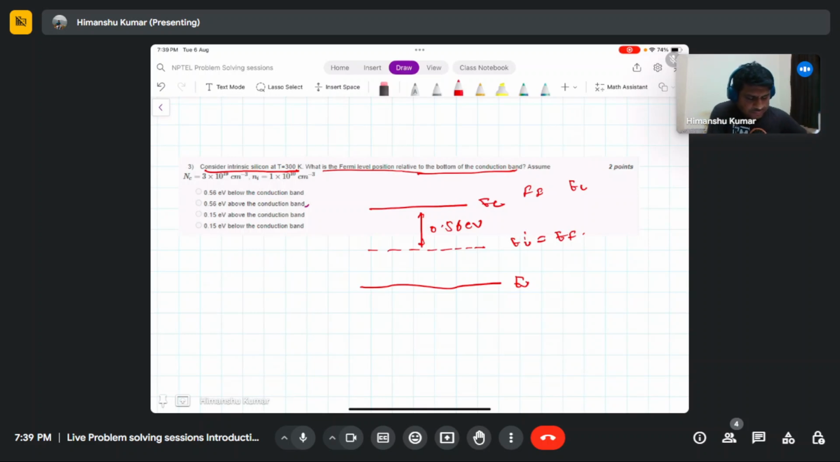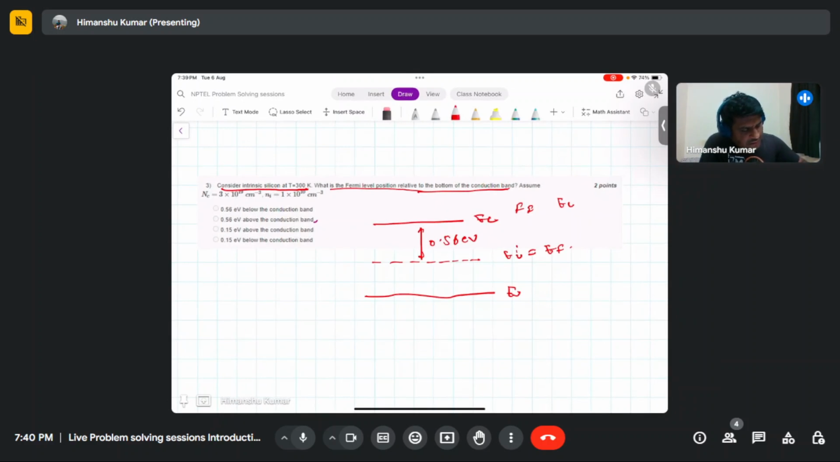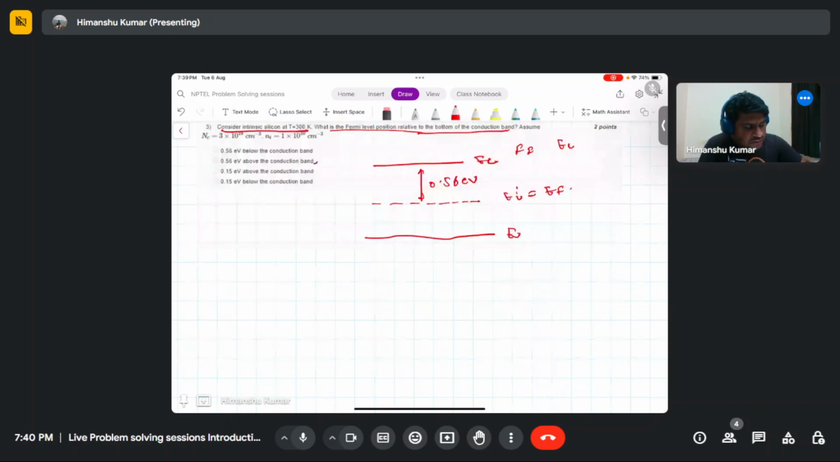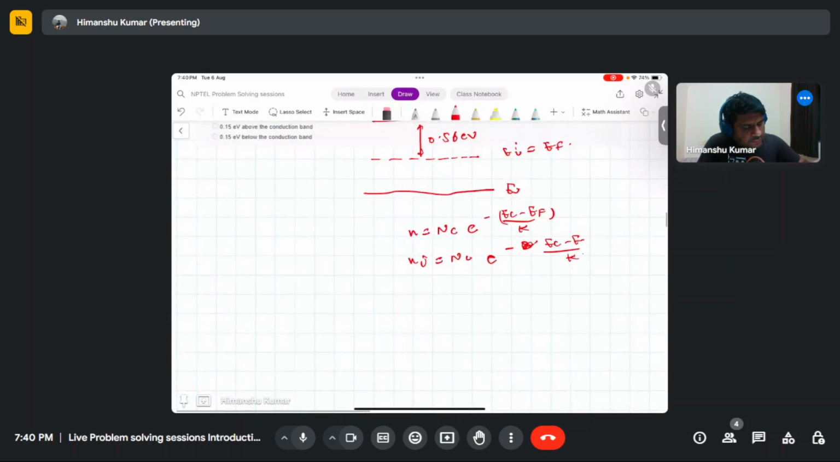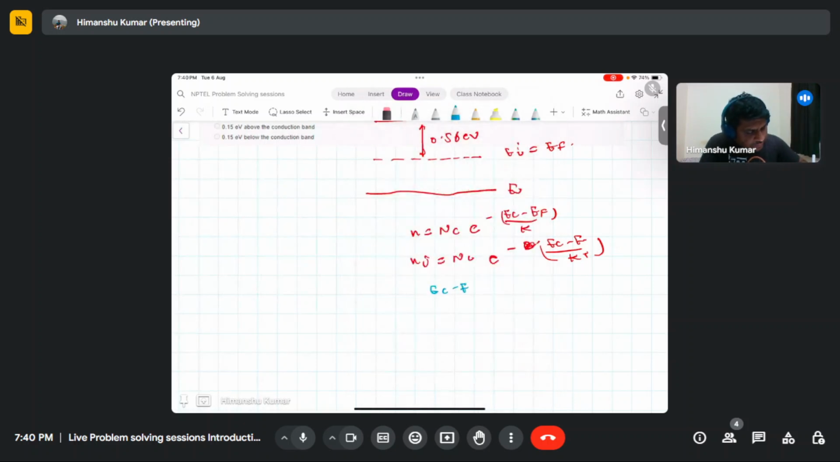N is basically given as Nc exponential of minus (EC minus EF) by kT. If you put N equal to Ni, then you can calculate EC minus EF from here. So we need to calculate (EC minus EF) by kT, and that will become EC minus EF equals kT ln(NC by Ni).